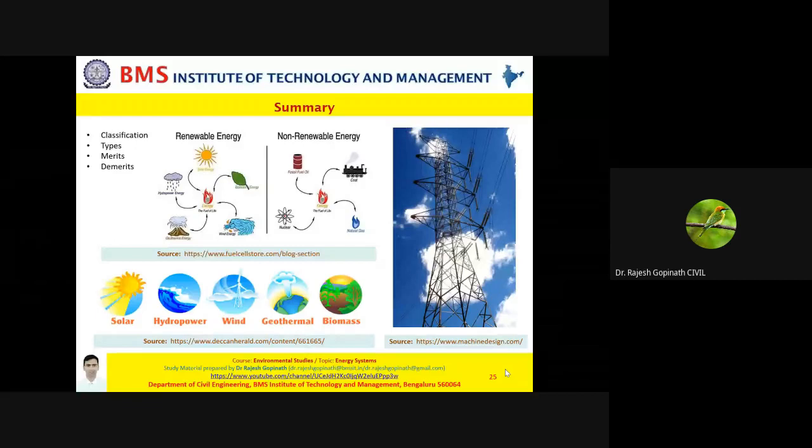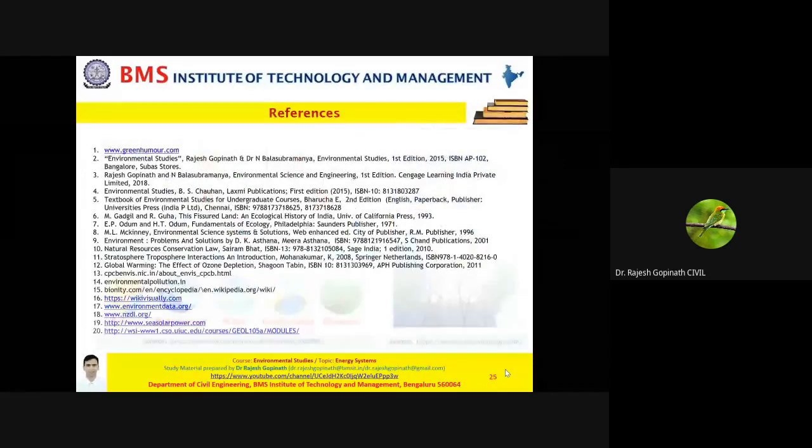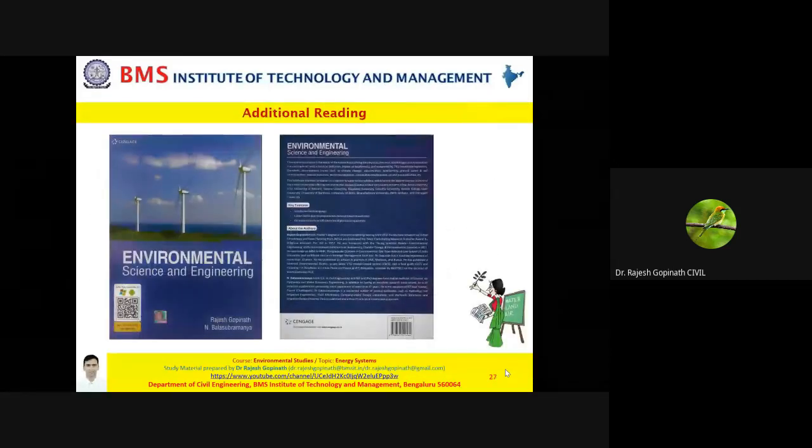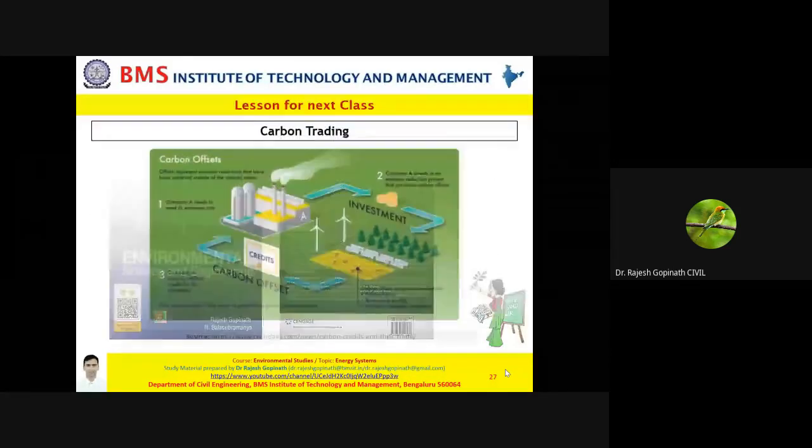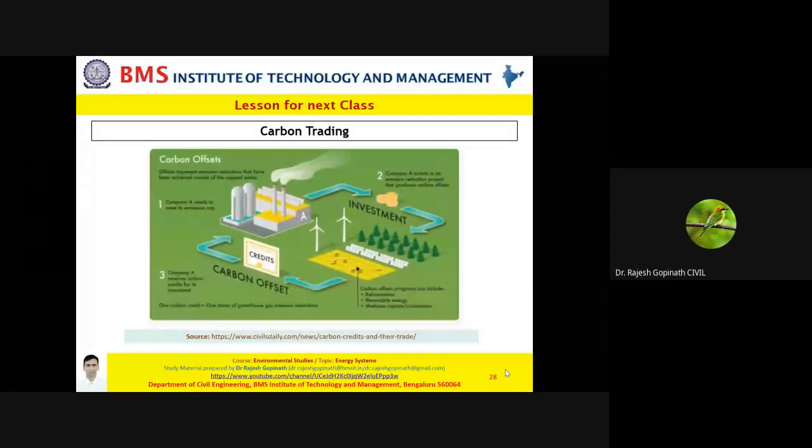So friends, what did we learn today? We understood the classification of energy systems, the various types, and the corresponding merits and demerits. These are the references which I've gone through, and you can always go through any other materials for add-on learning. In the next class, we'll be learning about carbon trading, again a new concept in this context.